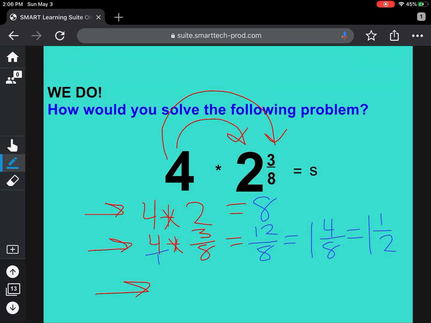Then you can add together your first product, 8, plus your second product, 1 and 1/2, or 1 and 4/8. It would work out the same. Don't worry about that. And your total would be 9 and 1/2. So if you got 9 and 1/2, or you wrote it as 9 and 4/8, that would be okay too. Give yourself a pat on the back because you got that first one right.